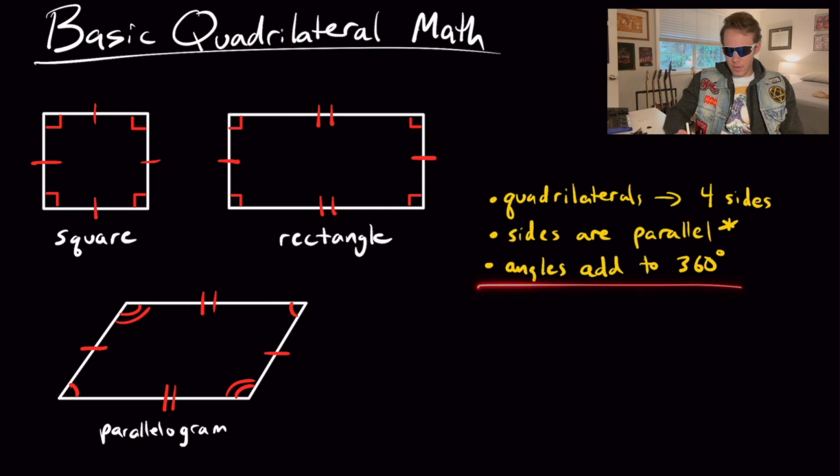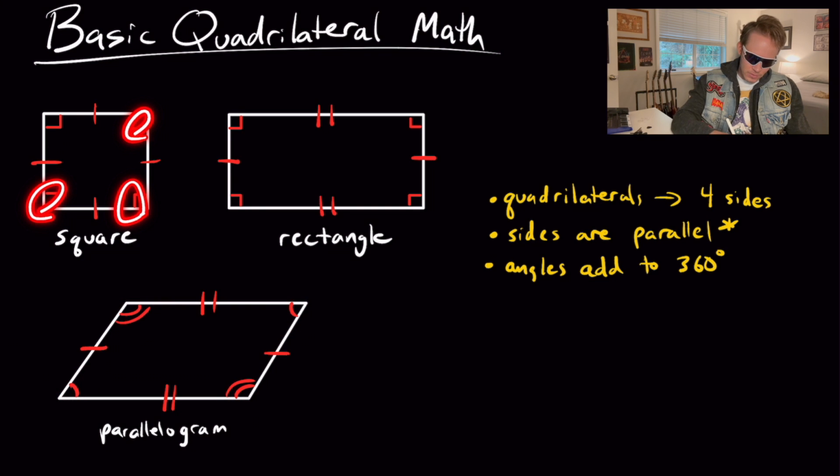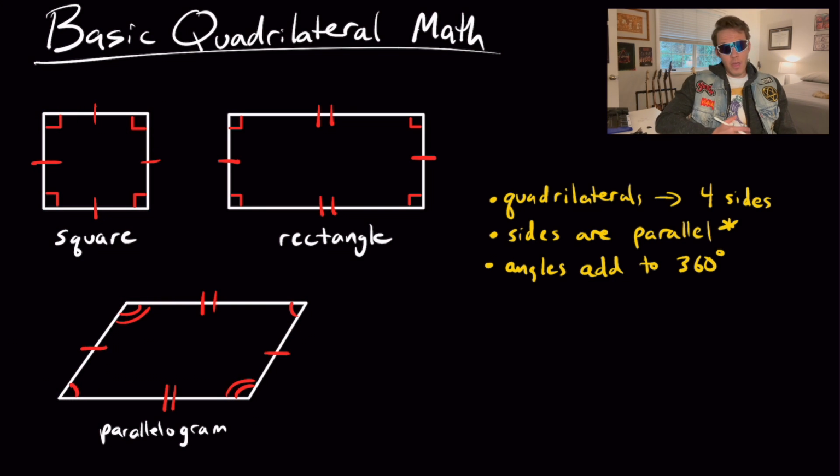The angles in a quadrilateral add up to 360. This is true regardless of what it looks like, whether the sides are parallel or not. So if you add up all of the angles in a rectangle, or all of the angles in a parallelogram, or all of the angles in a square, you're going to get 360 degrees.